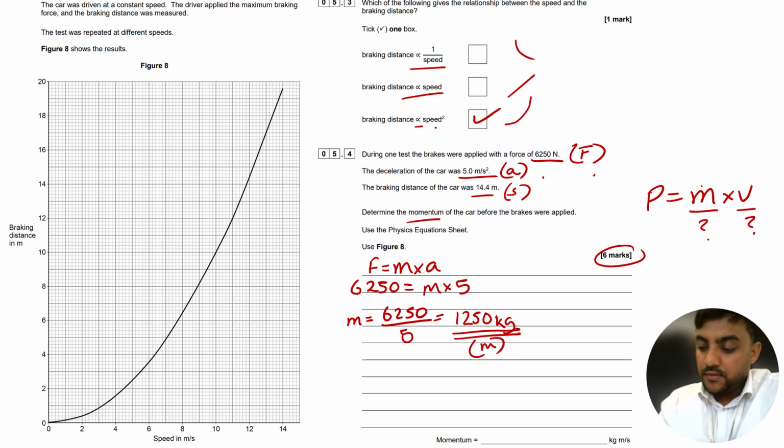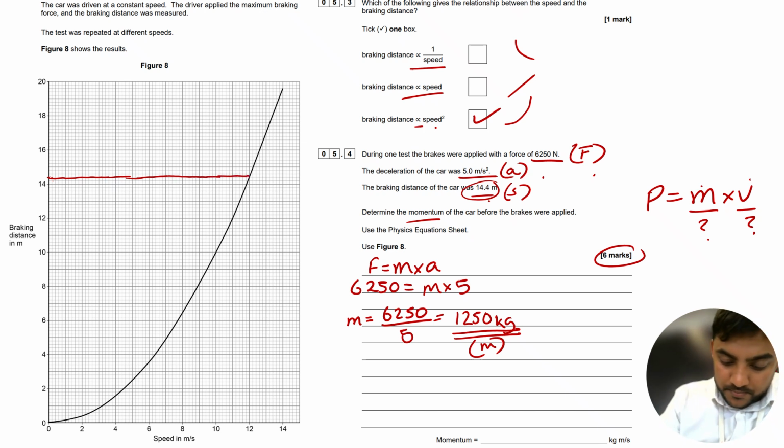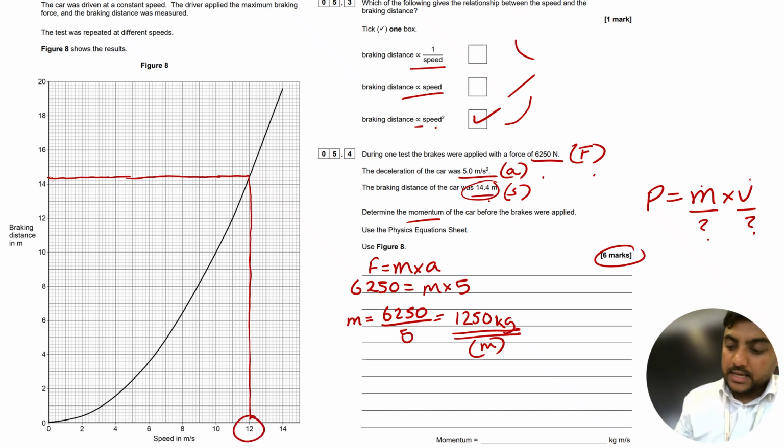Then we need our velocity to find momentum. We don't know our velocity, however there is a clue to tell us our velocity. It says the braking distance of the car was 14.4 meters. Well, we have a relationship between speed, or velocity in this case, and the braking distance. So if the braking distance of the car was 14.4 here, then we know that to produce that braking distance, the velocity or the speed has to be 12 meters per second. So v equals 12 meters per second.